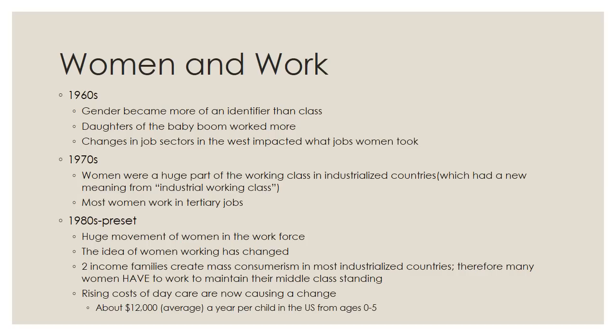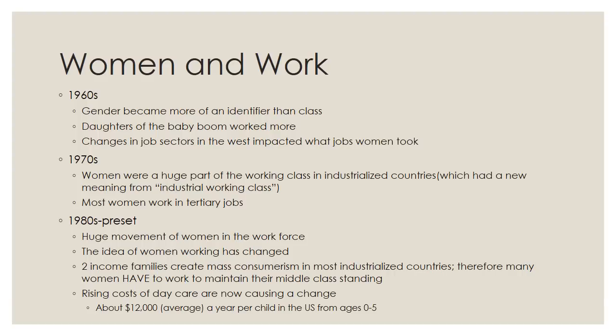In the 1960s, gender becomes more of an identifier than your class. It's no longer upper, middle, lower class. It's more whether you're male or female in regards to work. And daughters of the baby boom worked more than their mothers did. These girls are going to go to colleges in the 1960s and actually use their degrees, where the women in the 50s were going to colleges and not necessarily using their degrees. They would go home.